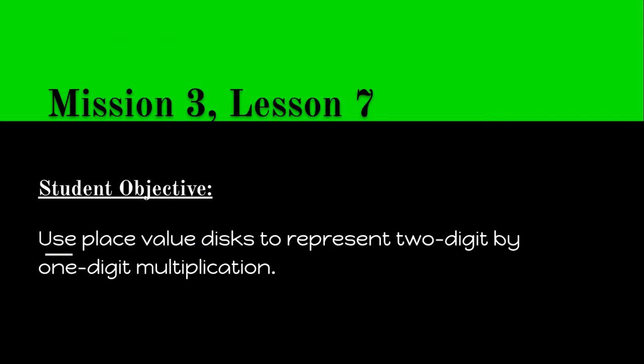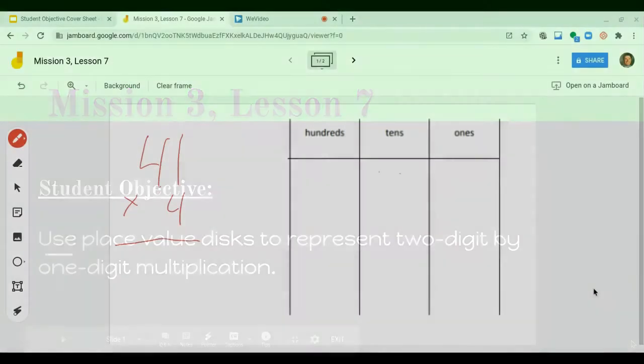Our student objective for this lesson is to use place value discs to represent 2-digit by 1-digit multiplication. So, in other words, in human words, what we're going to be doing today is 2-digit by 1-digit multiplication, and we're going to be using place value discs to do that. Pretty straightforward. Let's see how it's done.